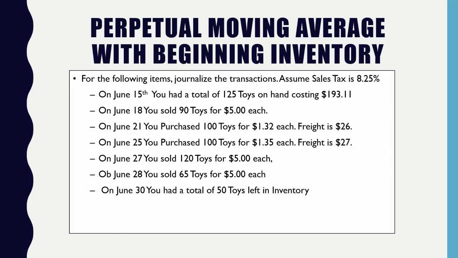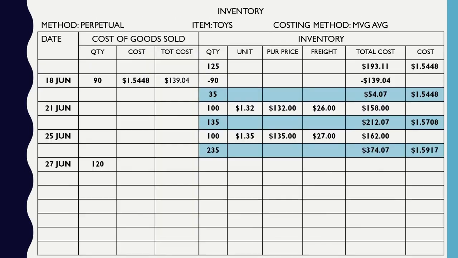Then, on June 27, we end up selling 120 toys for $5. So again, $120. Since it's an average cost, we're just going to take that $1.5917 and pop it in there to calculate it's 101.01. Subtract that amount out to get your grand total of 115 items left at a total of 183.06.